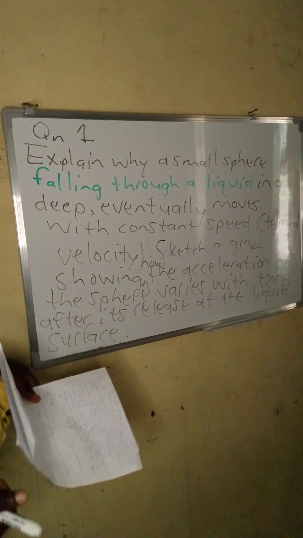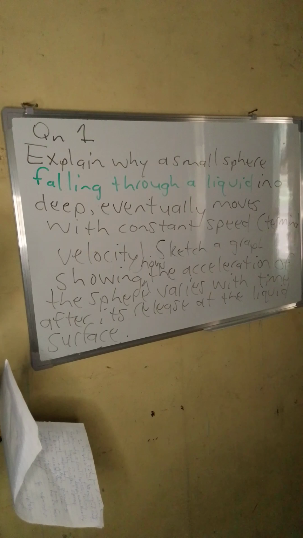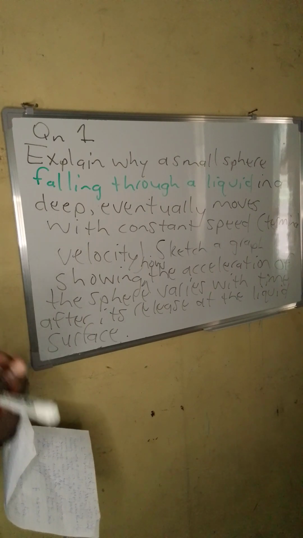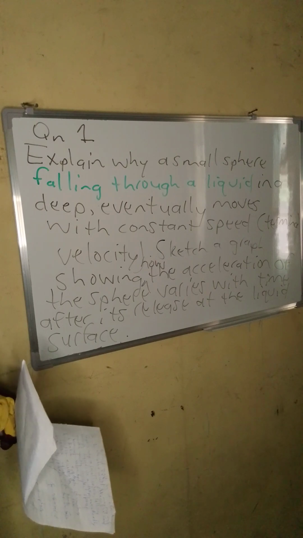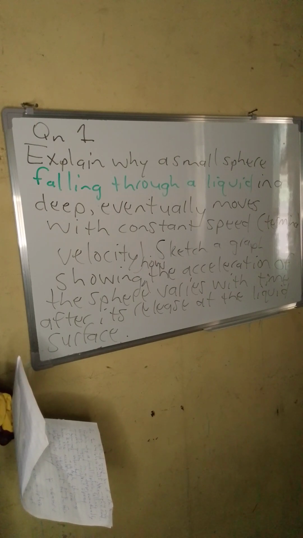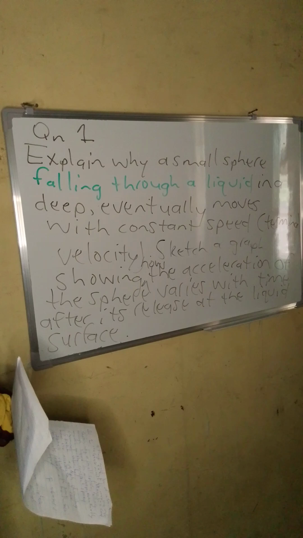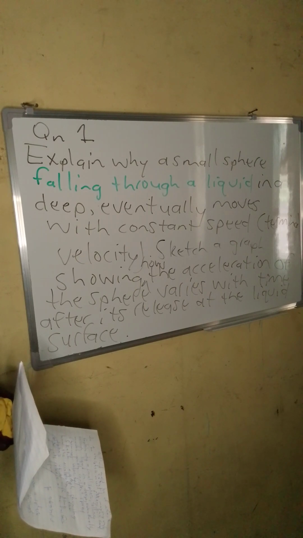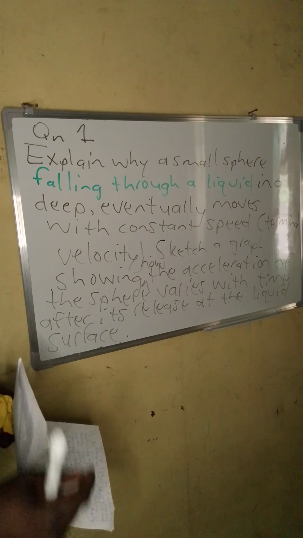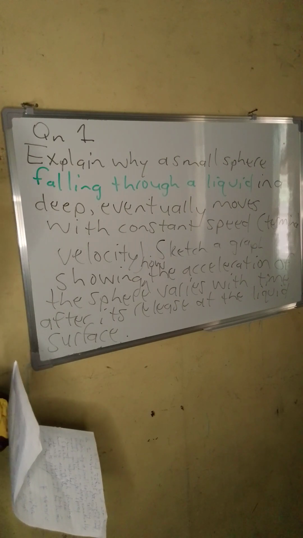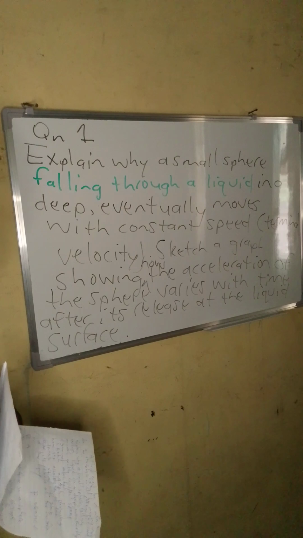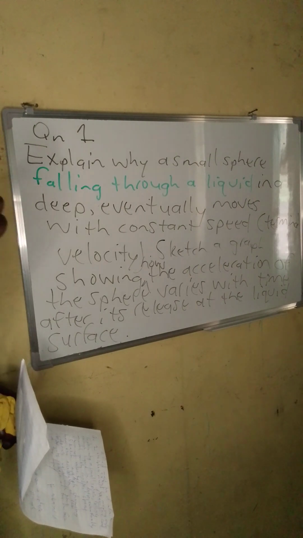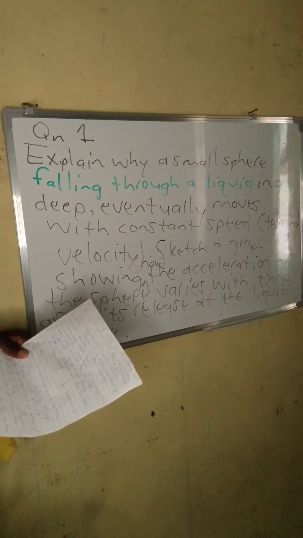Right. So I want to explain how the small sphere will eventually reach constant speed or terminal velocity. Also I want to sketch how the acceleration of the sphere varies with time after its release at the surface of the liquid.